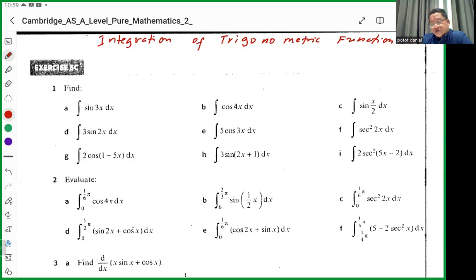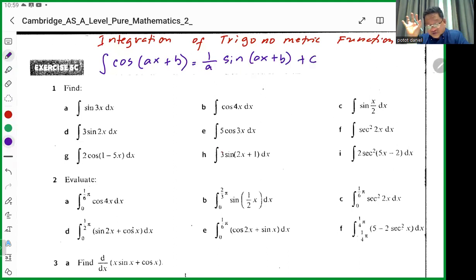All right, in this video, we're going to discuss integration of trigonometric functions. Again, the derivative of sine is cosine. So therefore, you need to remember the following formula. The integral of cosine of ax plus b is equal to 1 over a sine of ax plus b, plus c. Why? Because the derivative of sine is cosine, so the integral of cosine is sine.